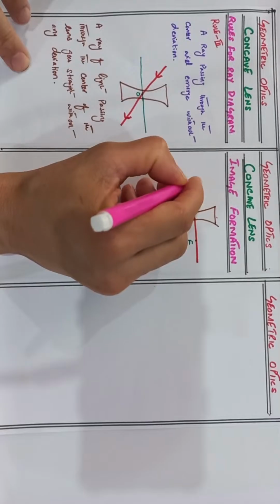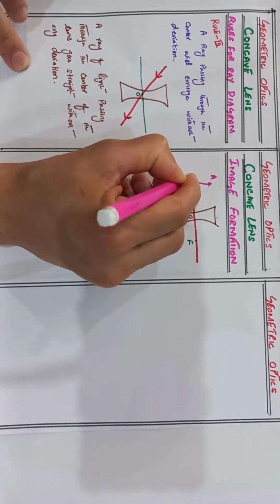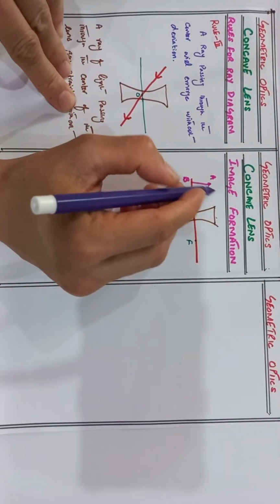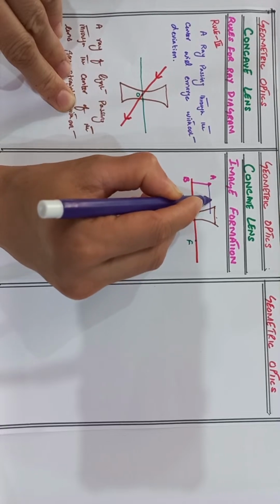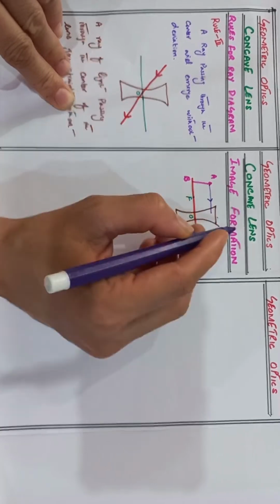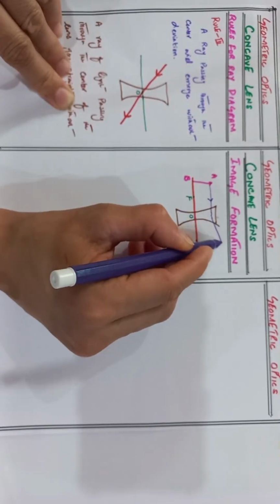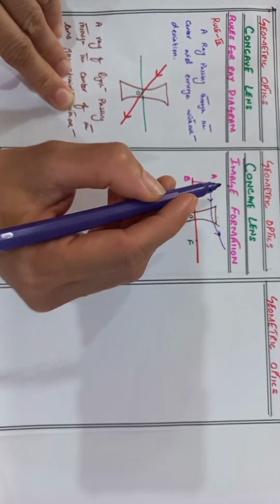Here we take the object that we call AB. A ray from the tip of the object is passing parallel to the principal axis. When it passes through the concave lens, it is refracted and it looks like it diverges.